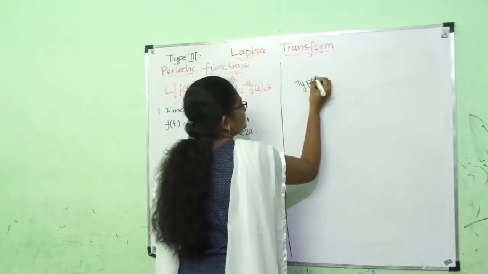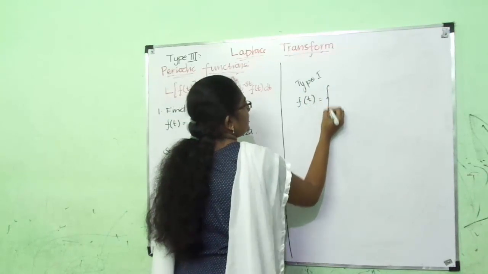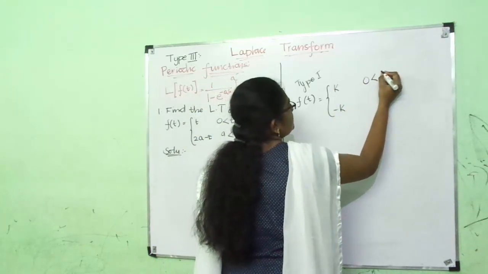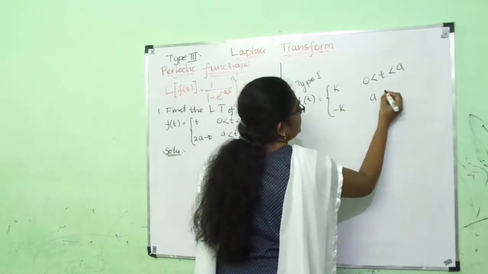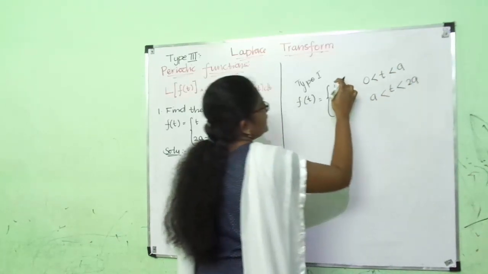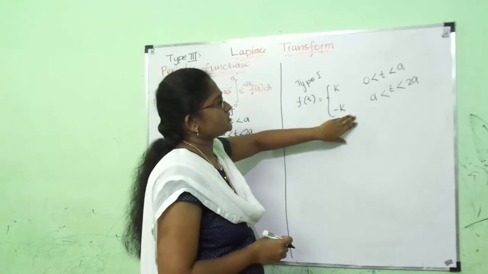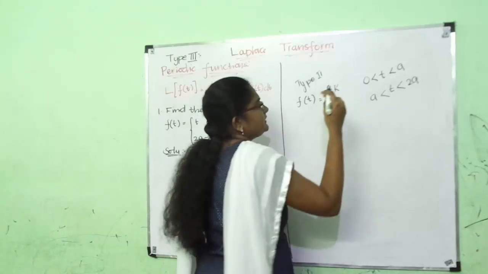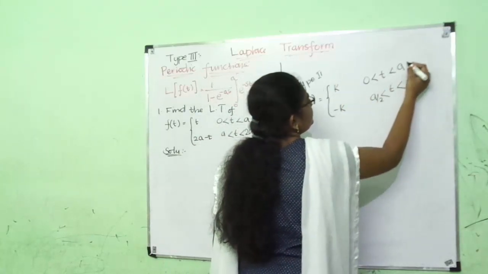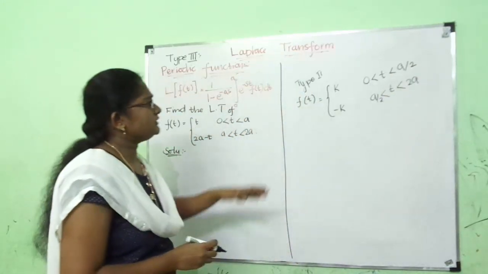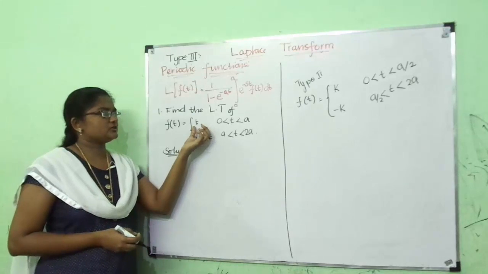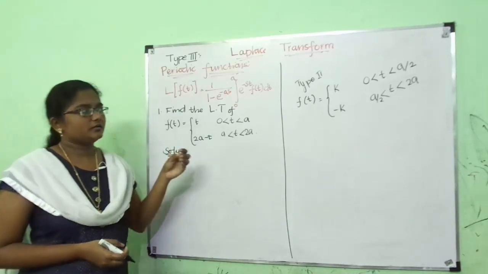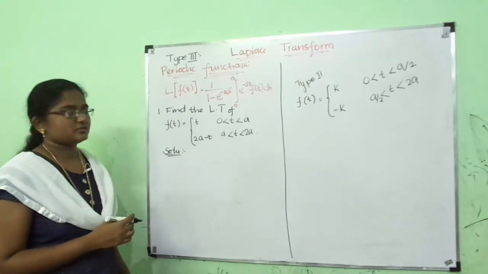In type 1 problem, our f of t was a constant k for the intervals 0 less than t less than a and a less than t less than 2a. Both of the functions were constant for the given intervals. The next, type 2, had a little change only in the interval, that is a by 2. Now in the type 3 problem, there is no constant, you have a variable in this function. This is the difference in this type 3 problem. Now let's solve this problem and find the Laplace transform for the given periodic function.